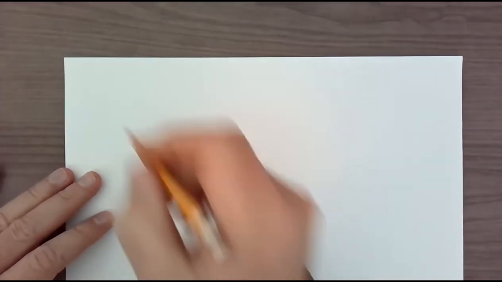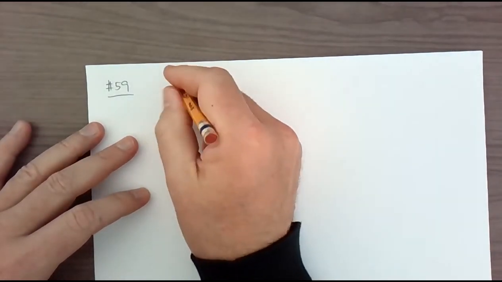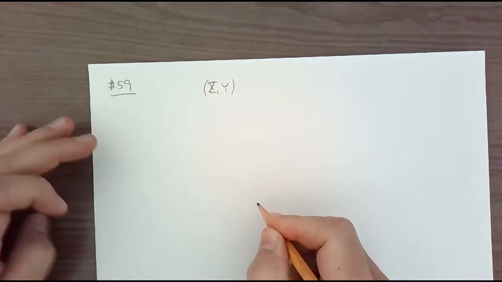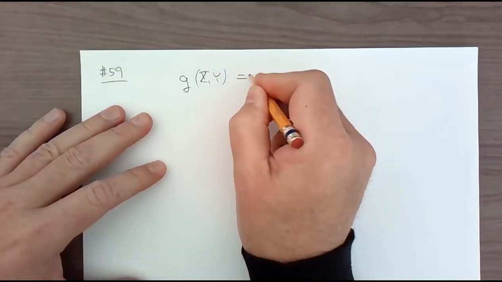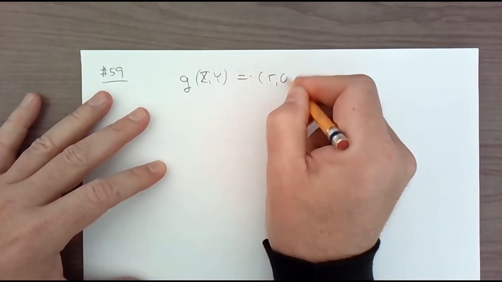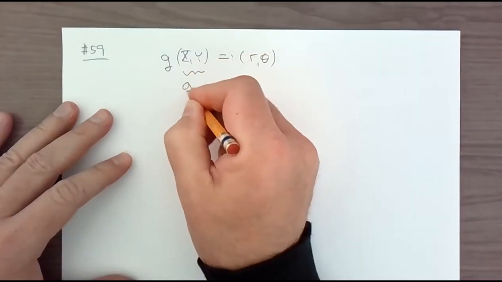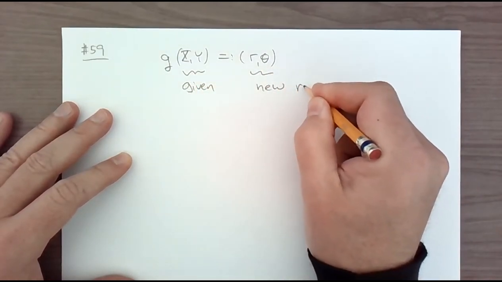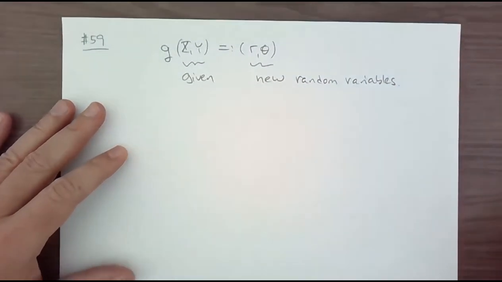We're looking at problem number 59. And so what we're given is we have random variables x and y. And so what we do is we transform them with some function g, and this is going to give us new random variables that are called r and theta. Okay, so these ones here were given, right? And these ones here, they are new variables. Right, so these are given.